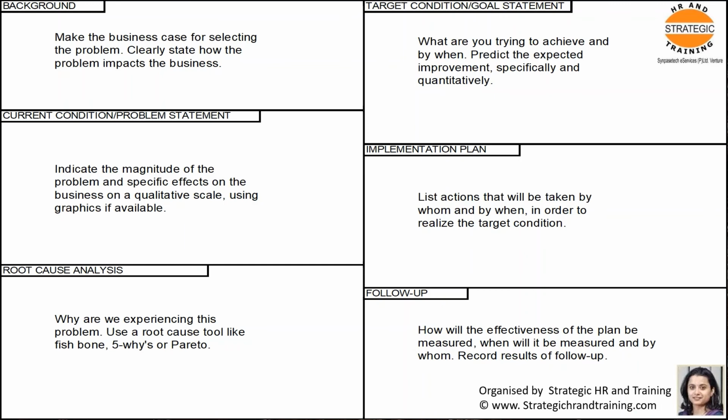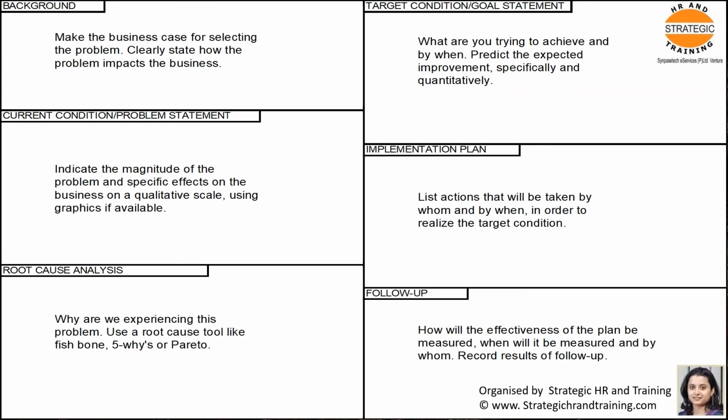Clearly state how the problem impacts the business. So what you're doing out here is clearly showing exactly what the current problem is and how it's impacting the business if the current situation is not resolved. Then we're talking about current condition or problem statement. So here you design the problem statement. Then there is a root cause analysis. The Excel sheet will have a given fishbone structure. You can add your information into there.